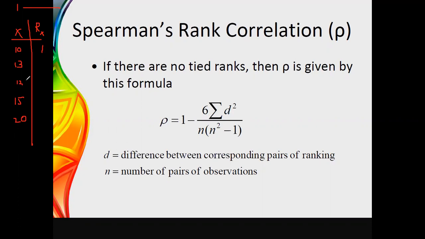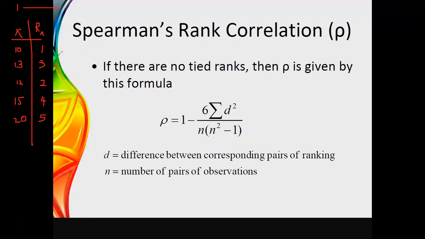Then the next highest value is 12, therefore I have to give 2. Then the next value is 13, which is 3. Then 15 and then 20. Therefore, in a case like this, we can see that there are no tied rankings, which means there are no equal rankings.